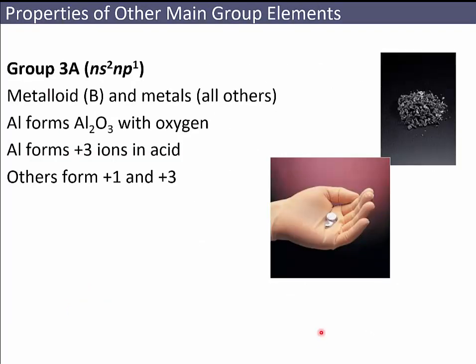Group 3A, so our ns2 np1, are going to be metalloids or metals. So boron is a metalloid. Aluminum is going to form Al2O3, aluminum oxide, with oxygen. Aluminum forms a +3 ion in acid, and the others are going to form either a +1 or a +3.